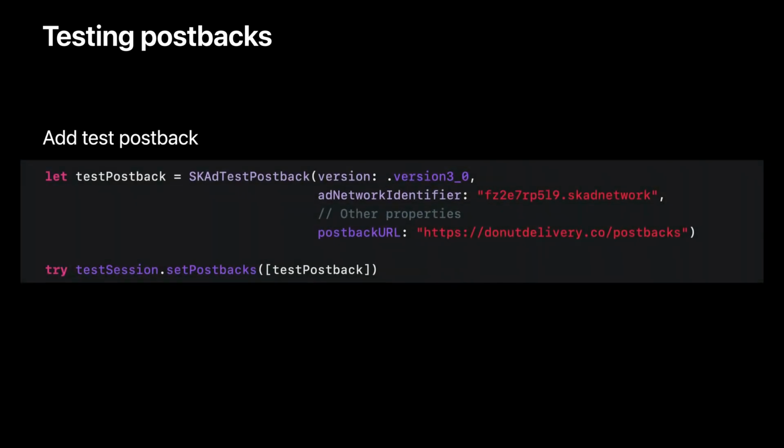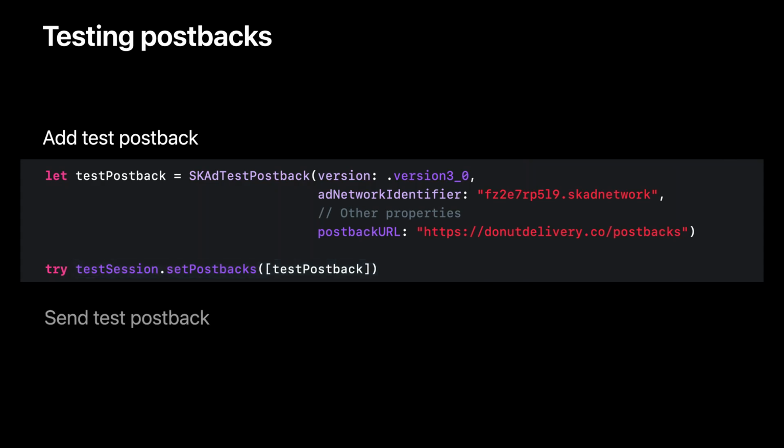The other main area to test is the receipt of postbacks. There are two steps here. Step 1, adding the test postback to your test session. You will create an instance of SKAdTestPostback and configure it with the values you want in your postback. Pay special note to the postback URL, since this is where your postback will be sent to. This can point to a remote or a local server. You will then add this to your test session using the setPostbacks method on SKAdTestSession.